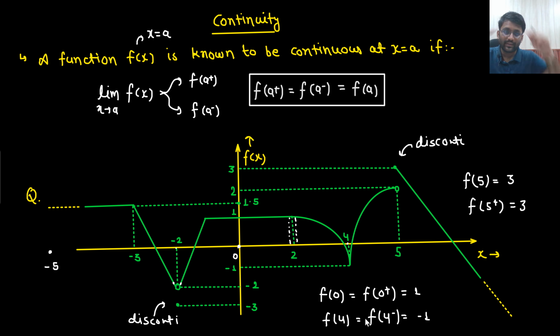So what? The interval is open. Open interval means you don't need to care about this point. From -5, sir, the value is continuous only. Here the value is 1.5. So, sir, everywhere the graph is continuous.